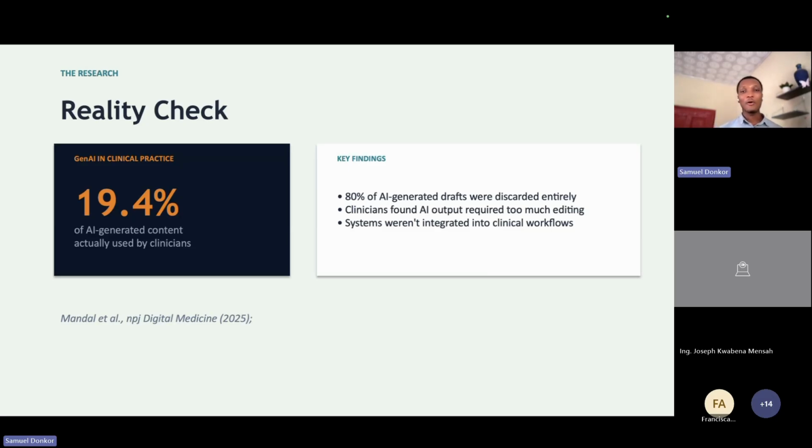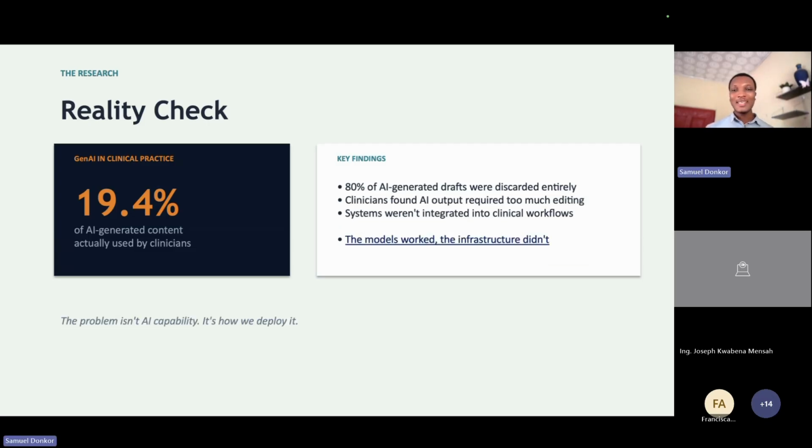But it turns out that 80% of all those AI-generated drafts were discarded entirely, right? And clinicians also found the AI outputs required quite a lot of editing, like I explained. The reason is that the systems weren't integrated into clinical workflows, right? So here's the thing. The models actually worked, but the infrastructure didn't. The problem wasn't entirely an AI capability issue. It was how it was deployed.